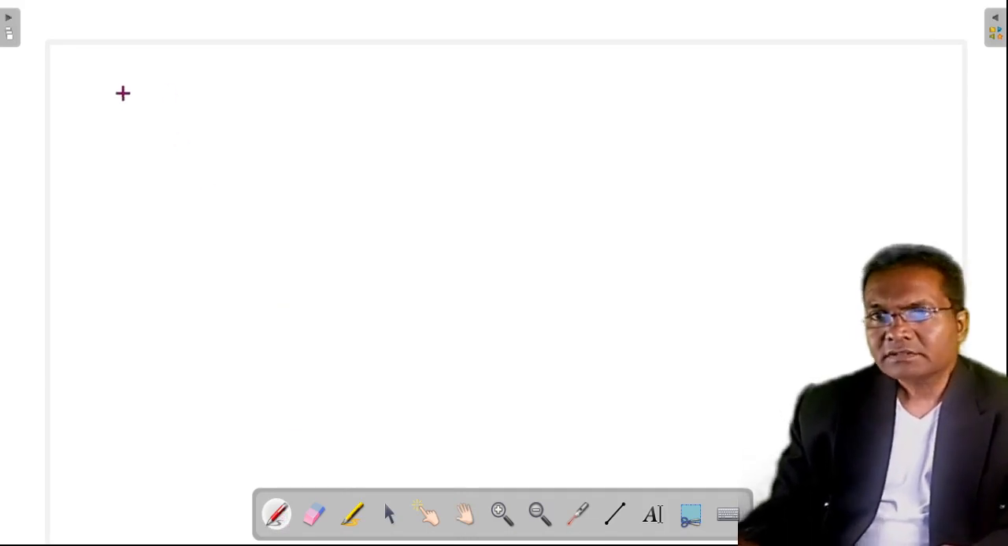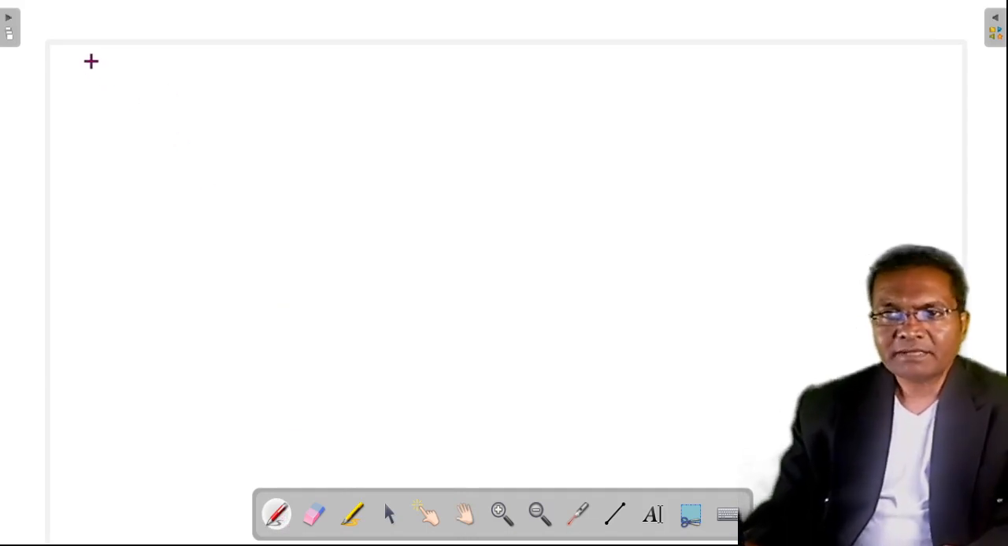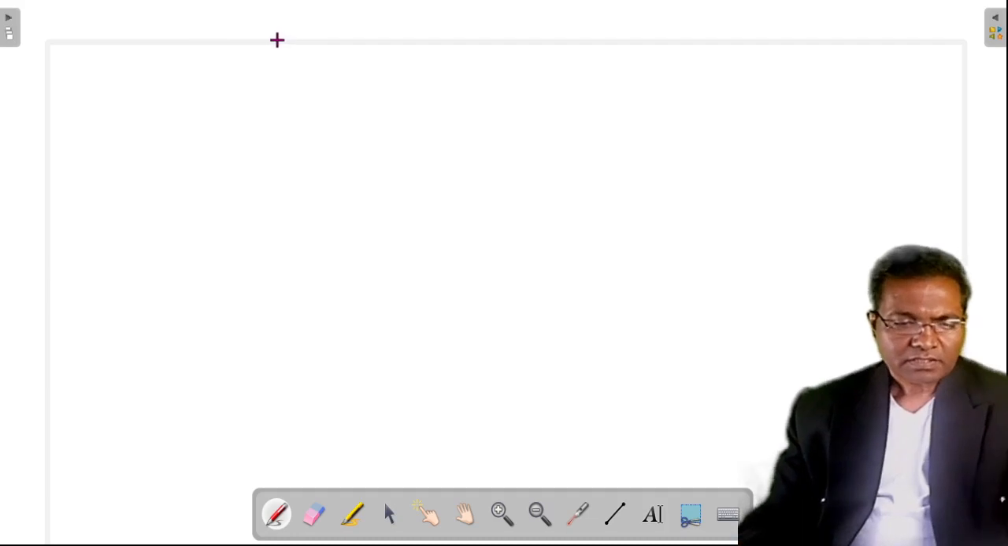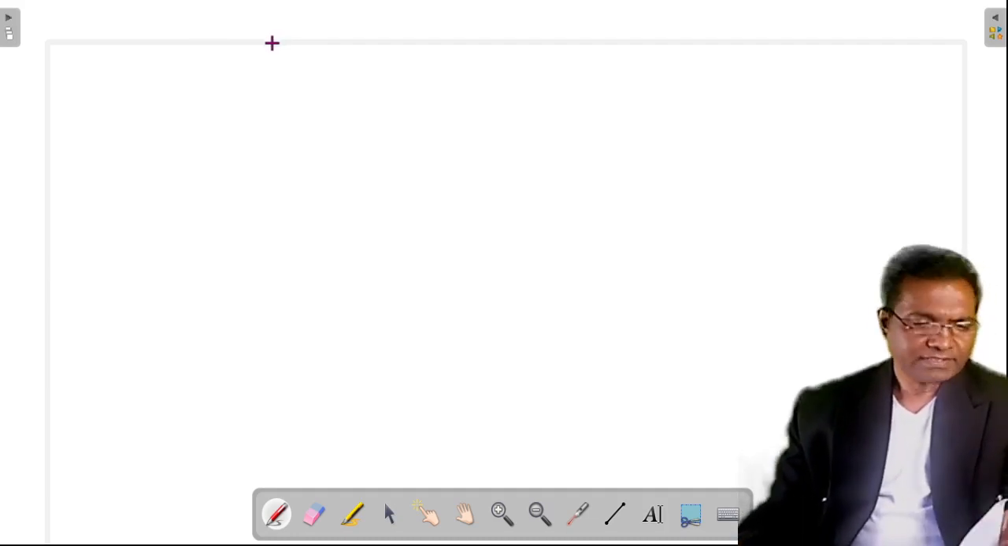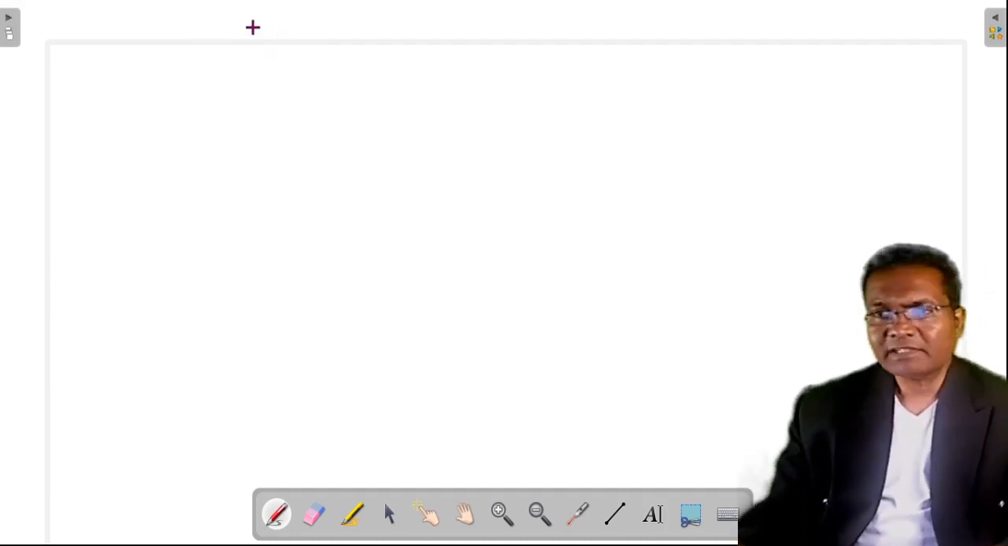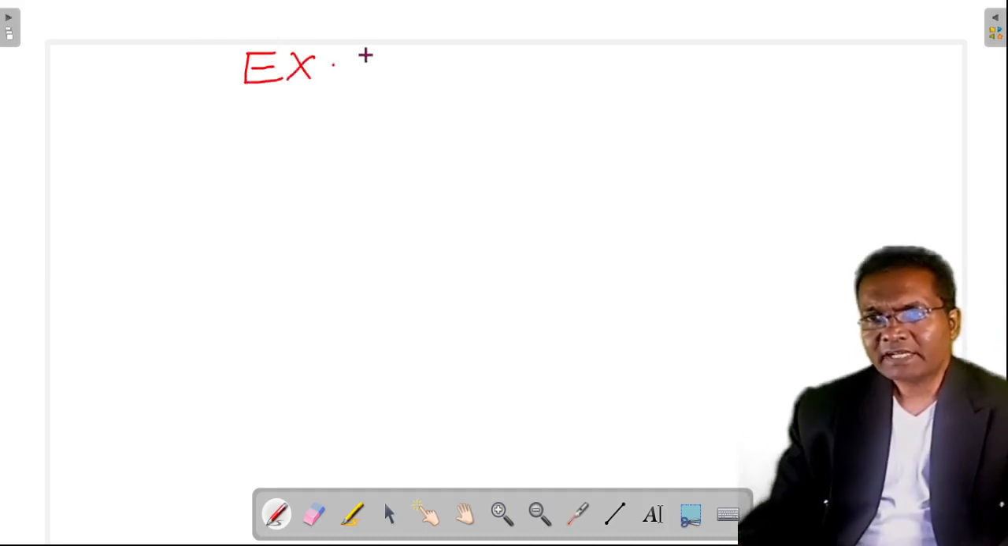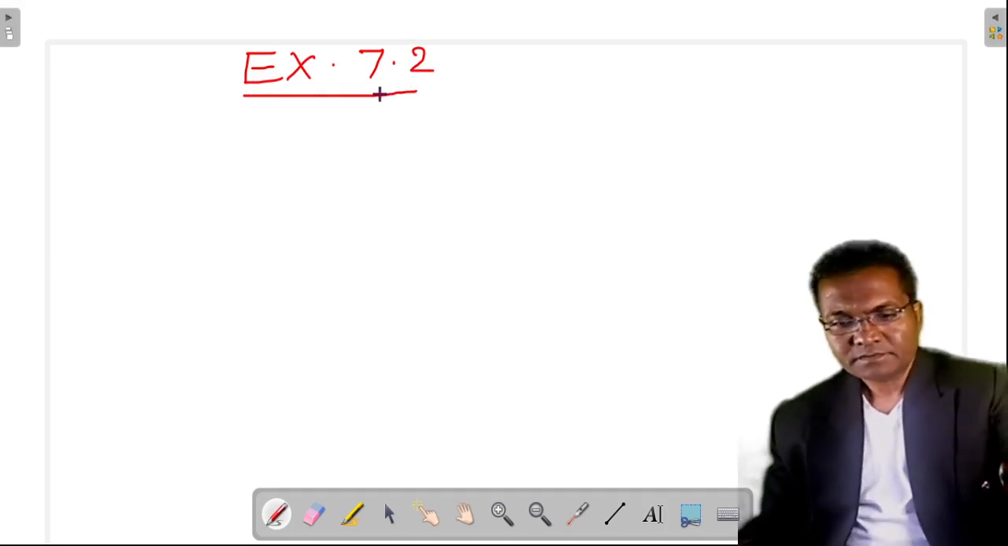I will be doing some examples. So directly I move on to the exercise and then the remaining examples I'll solve. So we will be discussing exercise 7.2 in detail.